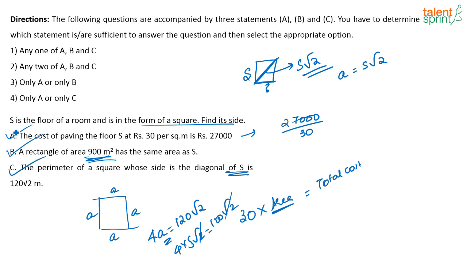So here any one of A, B and C is enough to arrive at the answer. Either A or B or C is enough. So I have got varied answers for this question. So the correct answer is option 1. Any one of the given statements is enough to arrive at the answer. For the others, I hope the explanation is clear to you. Using any of these 3 statements, you are able to find out the side. So the correct answer here will be option 1.